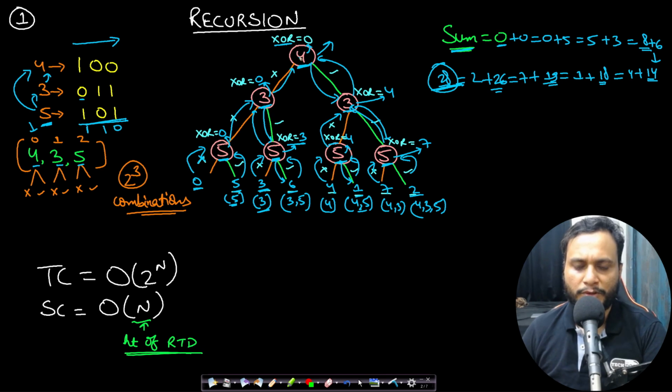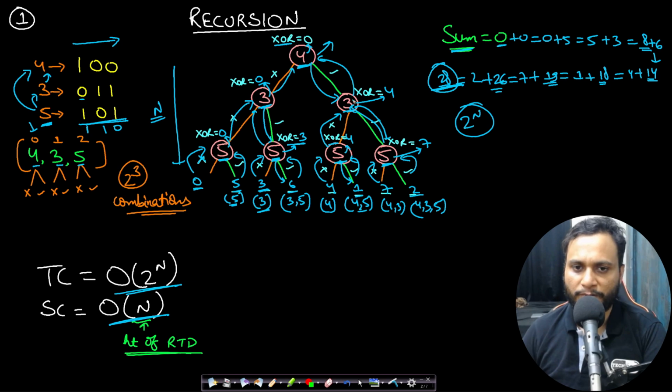Right? So the total number of nodes in this tree will be 2 to the power of n, where the height of this tree is n. And since the height of the tree is n, due to the recursion call stack, your space complexity will be order of n, and the time complexity will be 2 to the power of n, because at every node we are just doing a constant operation, which is taking the XOR with the current item, that's it, and making the 2 recursion calls. So this is the simple brute force approach which is going to pass definitely, right?